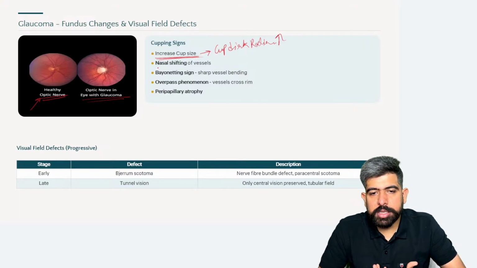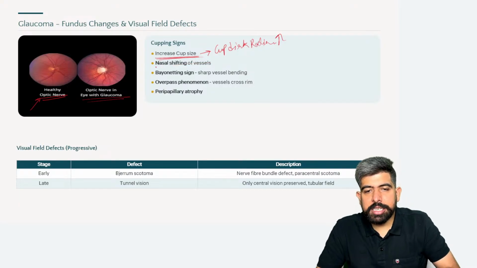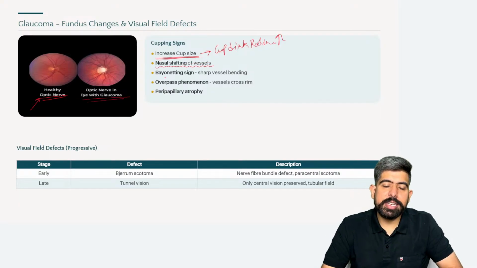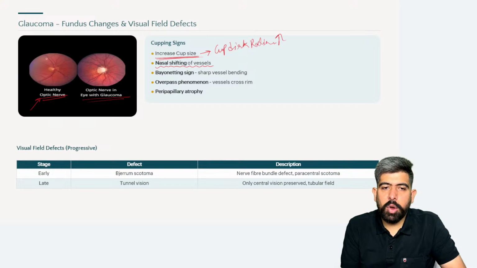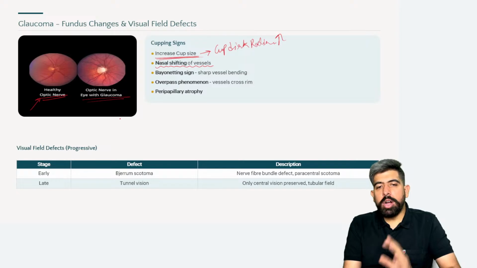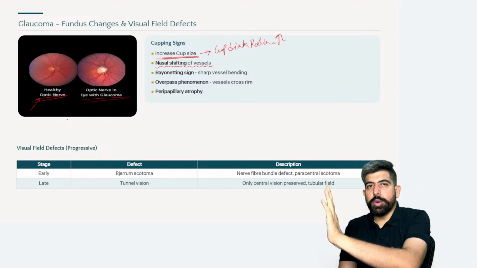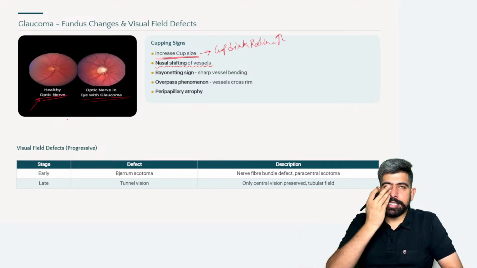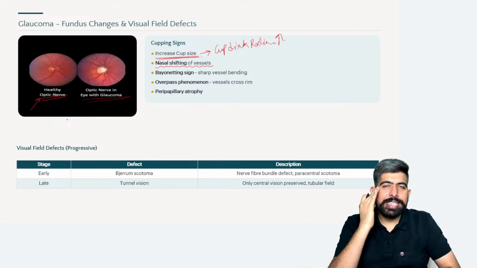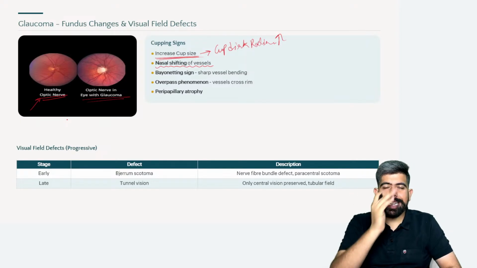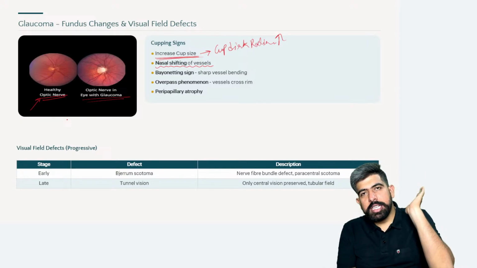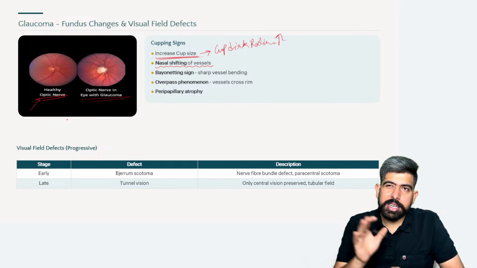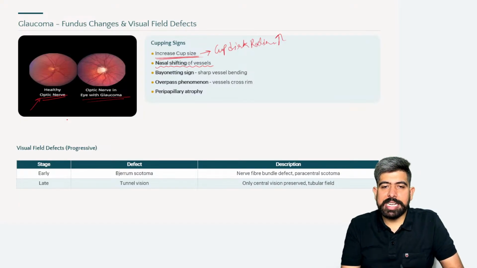Next, there will be the nasal shifting of the vessels. You can see all the vessels are passing through the optic disc, and in this condition all the vessels are shifted towards the nasal side. If I'm looking at the fundus of the right eye, this all will be shifted to the nasal side. If I'm looking at the left eye, these are also shifted to the nasal side, right?